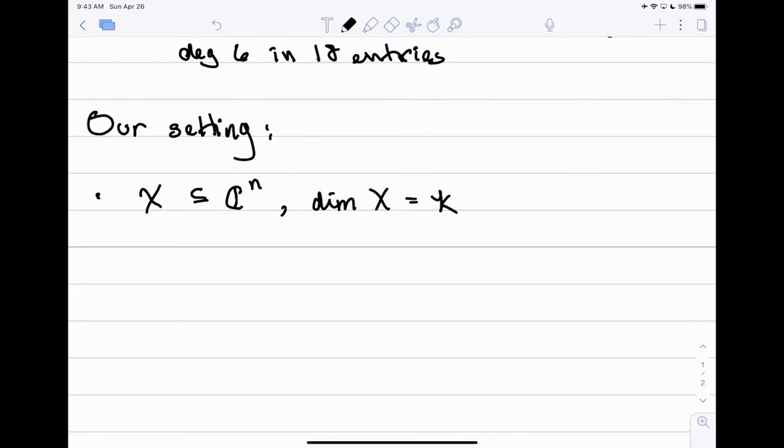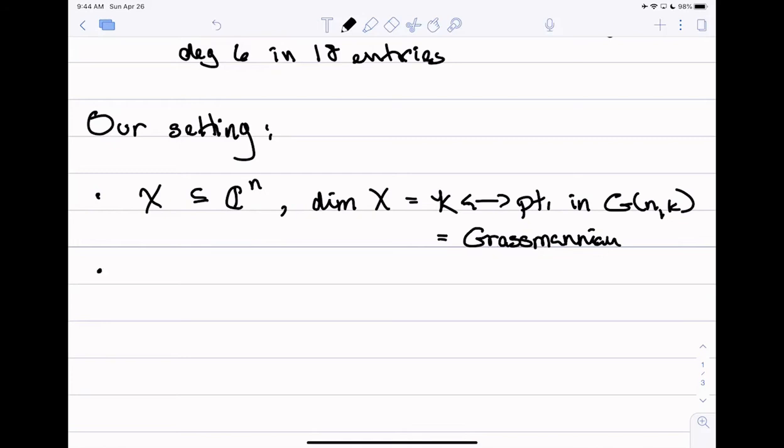So a k-dimensional subspace of C to the n is really the same thing as a point in the Grassmannian G(n,k). So this is the Grassmannian of k-planes in C to the n. It's a manifold, it's a variety whose points correspond to subspaces, okay?